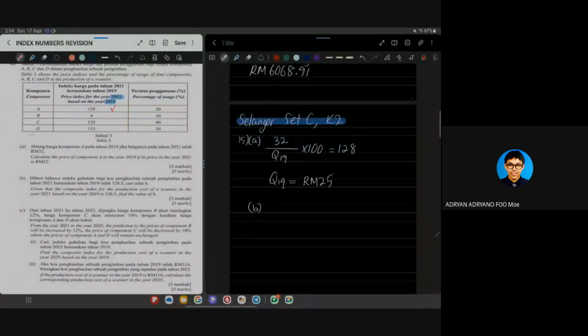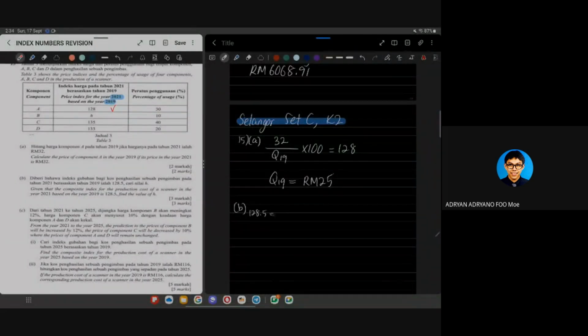Given that the composite index for the production cost of the scanner in 2021 based on 2019 is 128.5, find the value of H. Okay, now they give us the composite. We need to find the index of H, which is the value of H. So what do we do? Using what we learned. What is the concept that we learned?